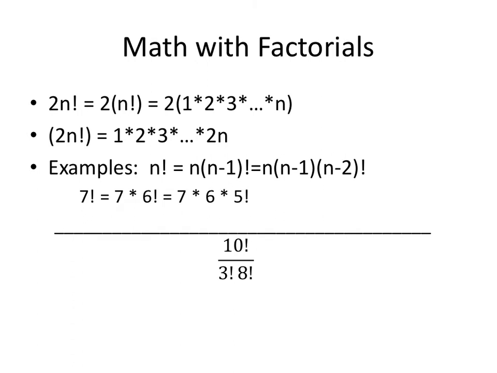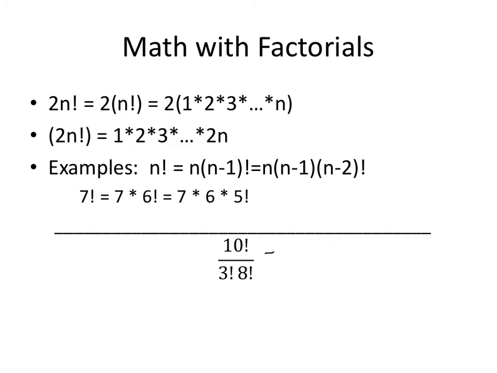Or I can take a couple of them out. I can say it's n times n minus 1 times n minus 2 factorial. An example with real numbers would be to say 7 factorial is the same thing as 7 times 6 factorial, and it's also the same thing as 7 times 6 times 5 factorial. Okay? So if we recognize this principle, and we have several factorials multiplied or divided together, then we can break this up.